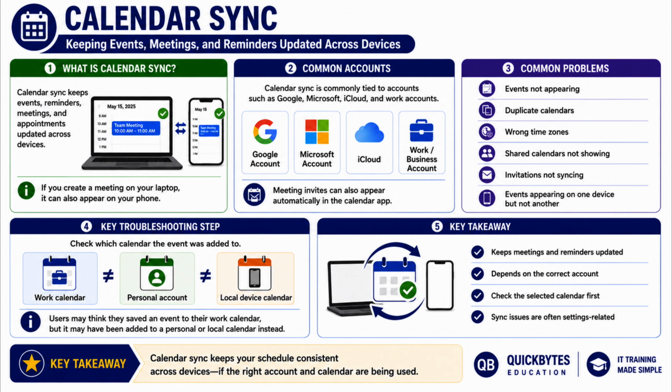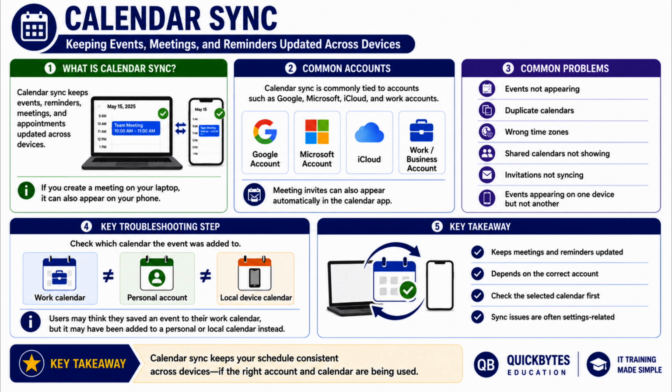Next is calendar sync. Calendar sync keeps events, reminders, meetings, and appointments updated across devices. For example, if a user creates a meeting on their laptop, that event can appear on their phone. If someone sends a meeting invite, it can show up on the user's calendar app. Calendar sync is commonly tied to accounts like Google, Microsoft, iCloud, or work accounts. Common problems include events not appearing, duplicate calendars, wrong time zones, shared calendars not showing, invitations not syncing, or events appearing on one device but not another.